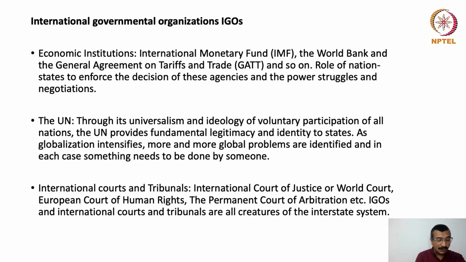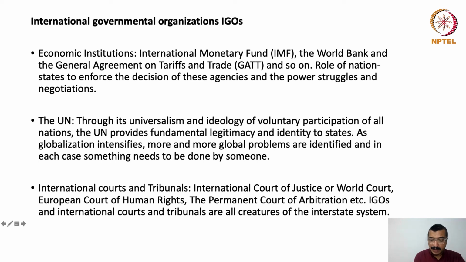And there are a host of other international courts and tribunals: the International Court of Justice, or World Court, the European Court of Human Rights, the Permanent Court of Arbitration, etc. IGOs and international courts and tribunals are all creatures of the interstate system. These courts and tribunals came into existence because the states realized that they require a much higher kind of organization to settle disputes between different states, or states and multinational organizations, and other things.